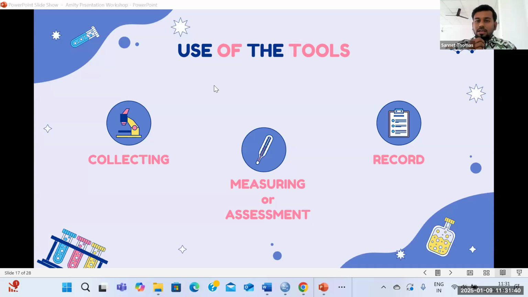But the basic idea is you should be aware of the basic techniques, principles, theories, and methodological parts related to research. When we use tools for research, especially data analysis, there are three important factors you must be aware of. We can use tools for collecting data, for measuring or assessment, and for recording purposes. These are the main purposes of tools.